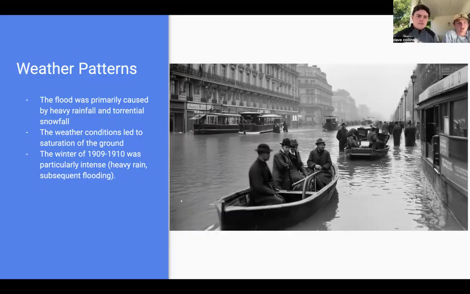The combination of the weather conditions led to saturation of the ground, causing rivers, including the Seine River, to overflow and rise significantly above the normal levels. The winter of 1909 to 1910 was particularly intense, with December and January experiencing heavy rains, contributing to the rapid rise of the Seine River, and there was also subsequent flooding in Paris.